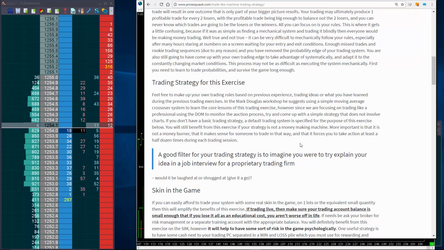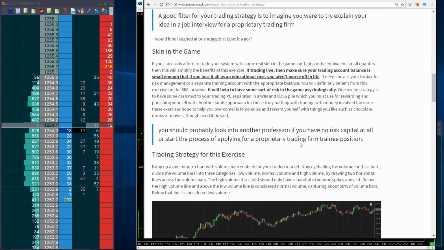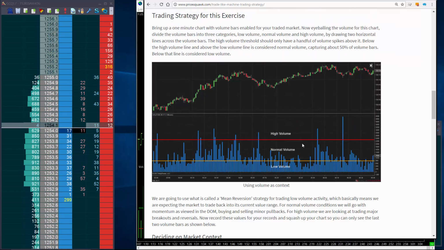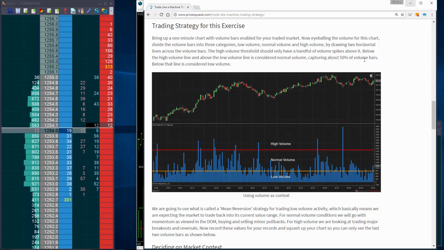So in this drill, we give you a basic strategy that first of all divides the market into low volume, normal volume, and high volume trading zones. Now, we use a pretty simple methodology for coming up with that.